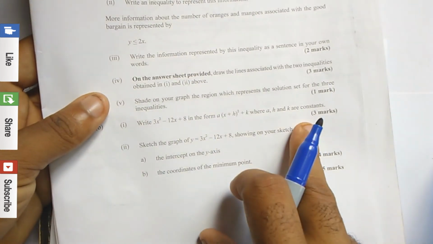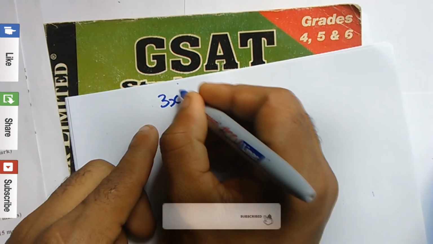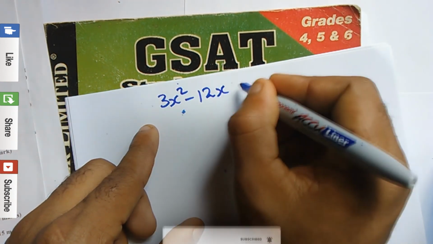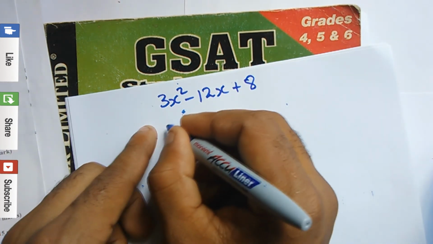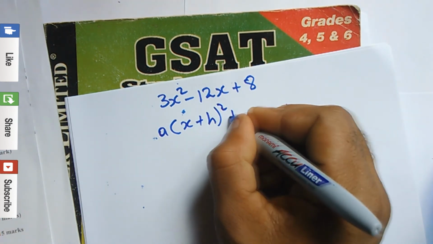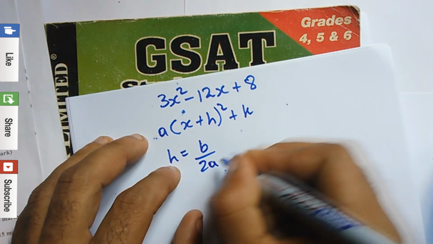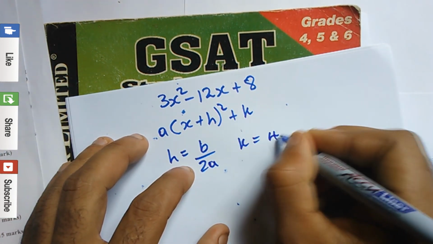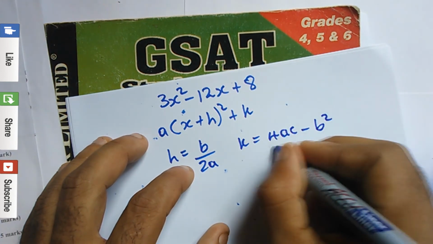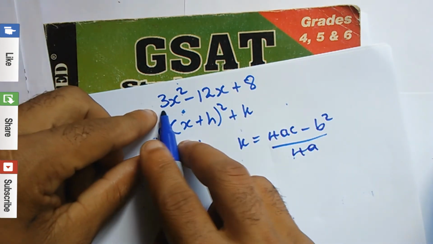So as I said, I'm going to go back to the question. I'm going to redo this question. I have 3x squared minus 12x plus 8. Remember, we were supposed to express it in the form of a bracket x plus h all squared plus k, where h is equal to b over 2a, and k is equal to 4ac minus b squared all over 4a.